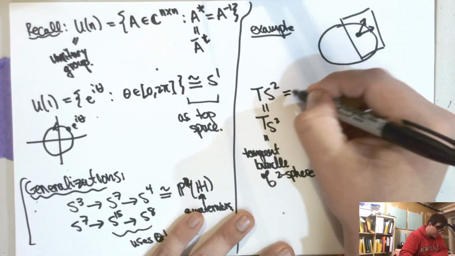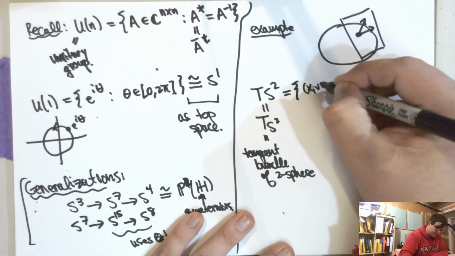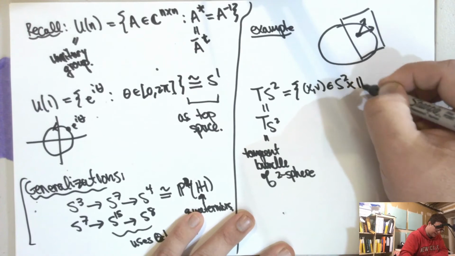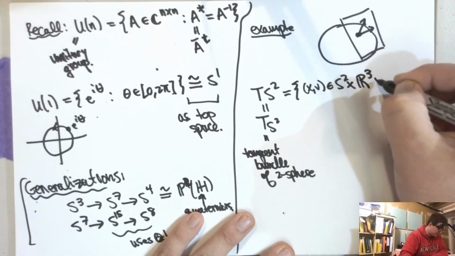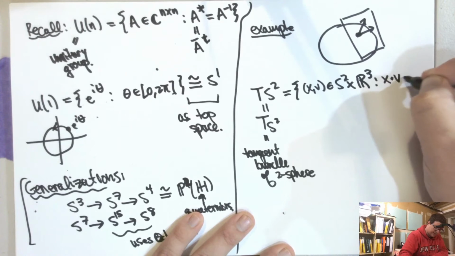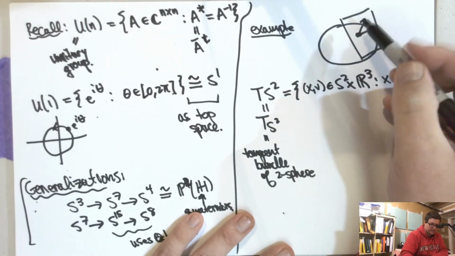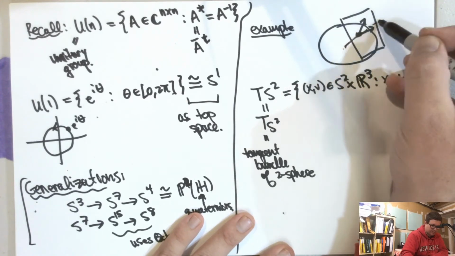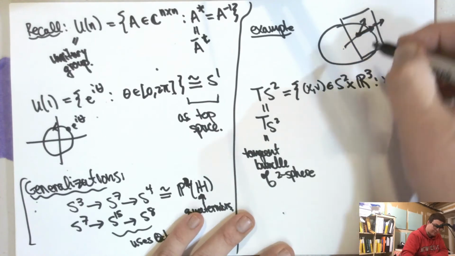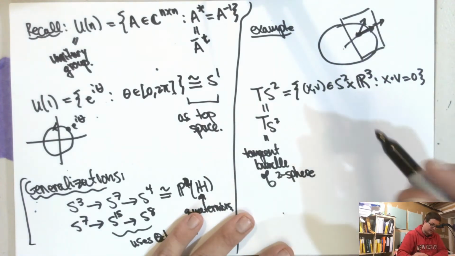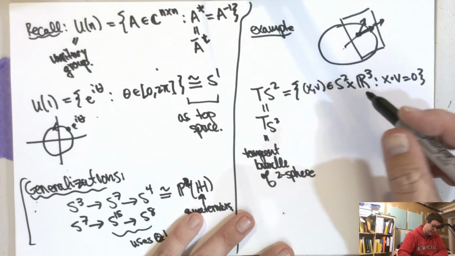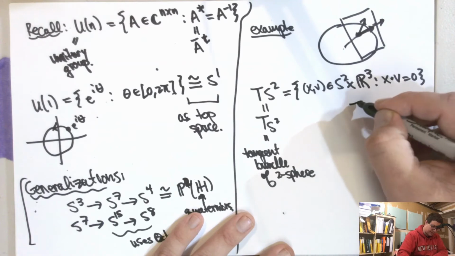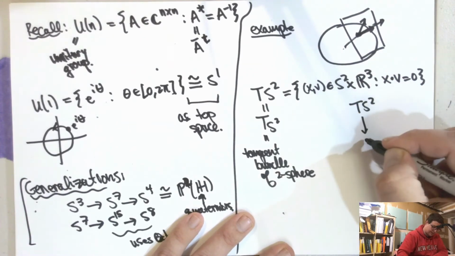All right, this thing here is the set of (x, v) in S2 cross R3 such that x dotted with v is 0. So we have some vector here, but we're going to view it out here. And then we look at all things in the plane, like so. Okay? So in particular, there's a map induced by the projection map here. So there's a map from TS2 to S2, right?